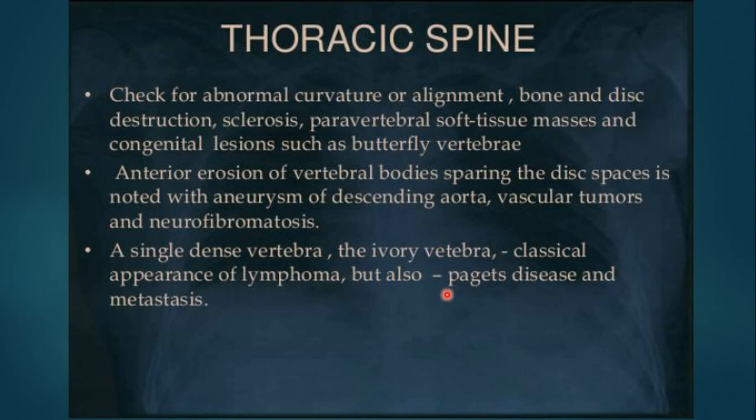If we see anterior erosions of the vertebral body, we need to look at the disc space. If the vertebra is eroded anteriorly, look at the disc. If the disc space is spared, not involved, only the vertebra, think of aneurysm of the descending aorta, abdominal aortic aneurysm or descending thoracic aortic aneurysm, okay? Also think of vascular tumors and neurofibromatosis.